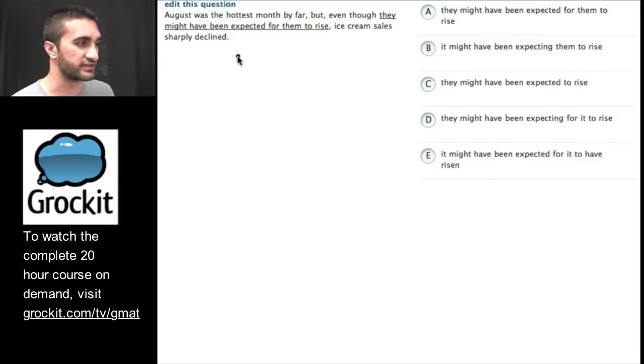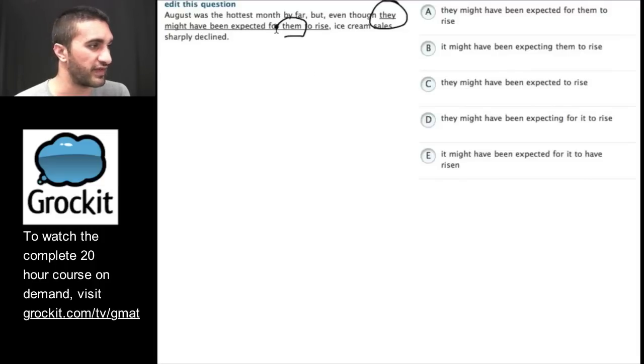Let's take a look at another example. Go ahead and read this sentence. Great, so let's take a look here. We have August was the hottest month by far, but even though they, so I have a GMAT robot rule. When I see pronouns underlined, I check their antecedents. Might have been expected for them to rise.